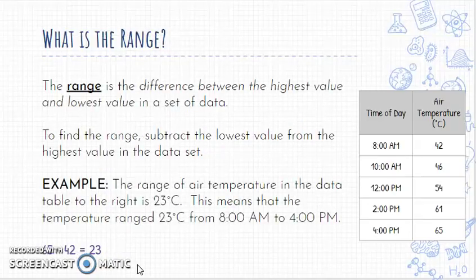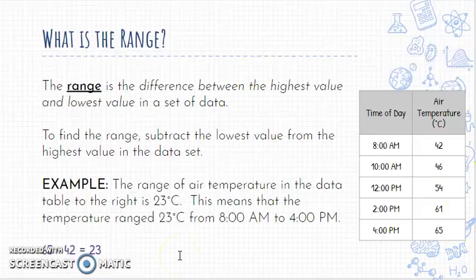Other times you want to find the range so that you can describe the difference. So the range is the difference between the highest and lowest value in a set of data. So what is the difference in numbers from biggest to smallest? To find the range, you simply subtract the lowest value from the highest value. So in this case, we would find 65 and subtract 42 to get a difference of 23 degrees.